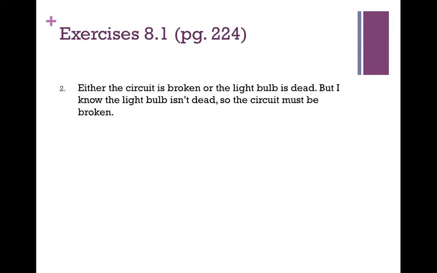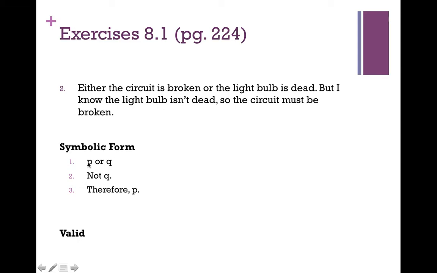Okay. Either the circuit is broken or the light bulb is dead, but I know the light bulb isn't dead, so the circuit must be broken. Well, this is very similar to the last one, only in the first one, it was P or Q, not P. In this one, it's P or Q, not Q, therefore P, and this also is a valid argument. Notice here again, the component proposition in the first sentence, the circuit is broken, that is P.